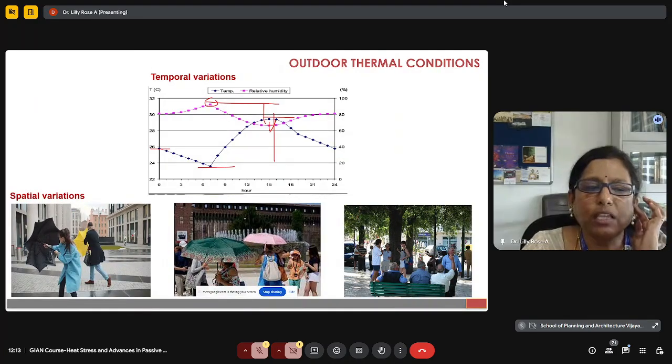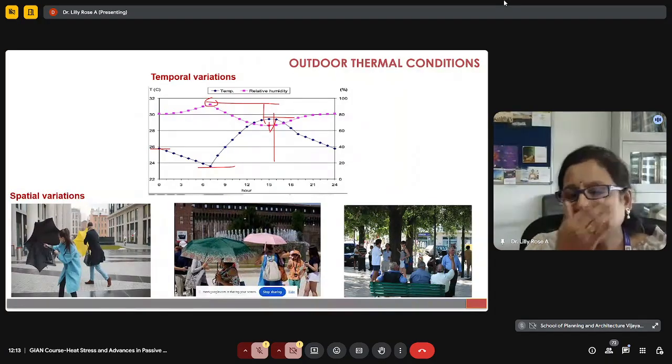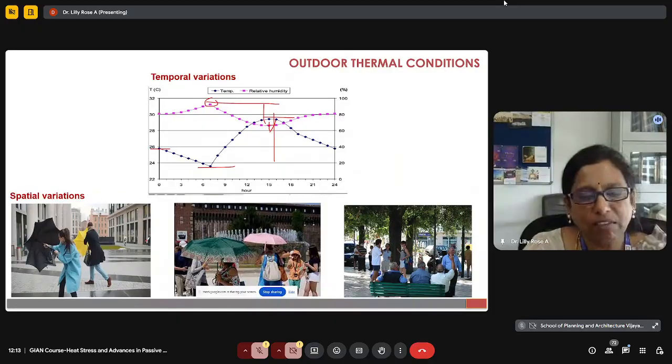Within an outdoor space, within a short spatial region, if you stand in between two buildings, there can be heavy wind speed, but if you just go to the street, the wind conditions completely differ.